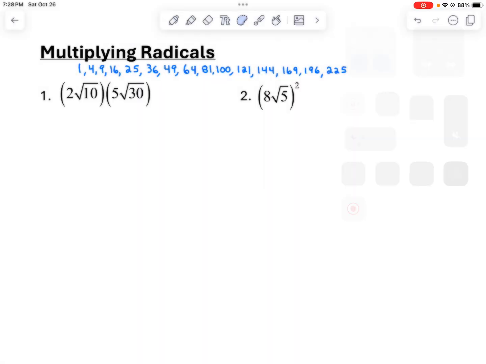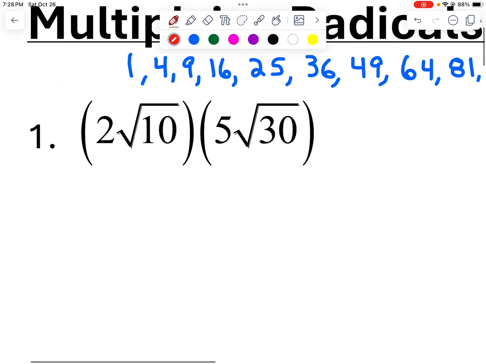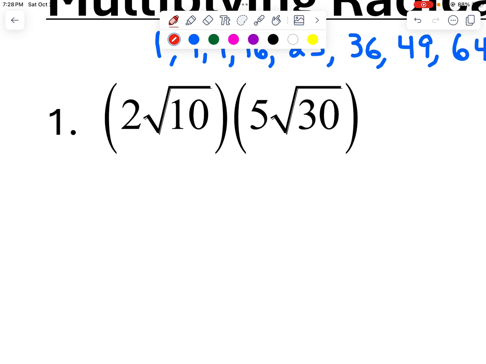This is the video lesson for multiplying radicals. And you see up top we have a whole bunch of our perfect squares to help us when we simplify. But in general, when we're going to multiply radicals, let's take this. Think of it as multiplying like terms.